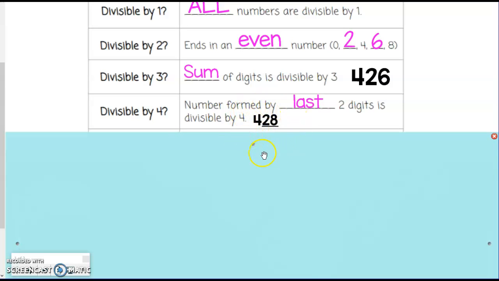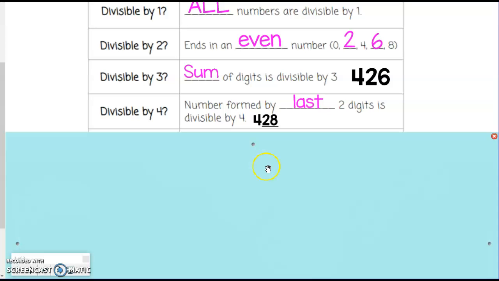So that means 428 is also divisible by 4. See how I looked at just the last 2 digits? Now, if you only have 2 digits, well, then you could probably count up by 4s, or you could probably just know that it is divisible by 4.